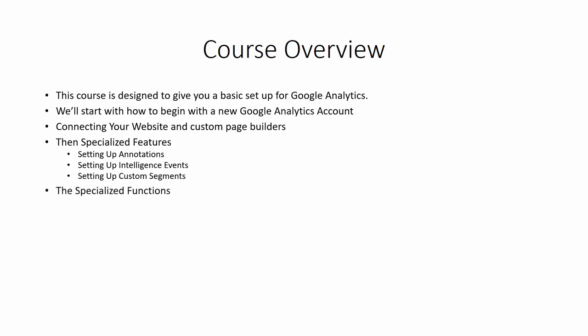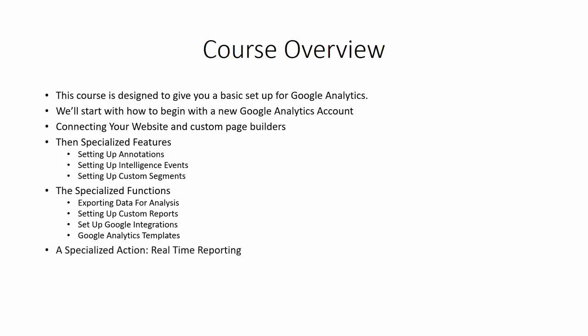We'll then be looking at specialized functions of Google Analytics. We'll be talking about how you can export your data for further analysis, as well as setting up custom reports. And we'll also be talking about different integrations that you can do with Google Analytics to extend the functionality. We'll be talking about different templates that have already been created that you can actually use so that you don't have to create them all yourself. And specialized actions such as real-time reporting. And real-time reporting allows you to see what's happening with your site at the moment. And you'll see how to view this through your Google Analytics account.